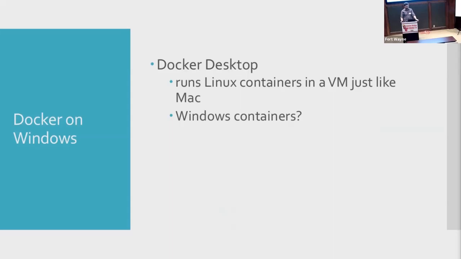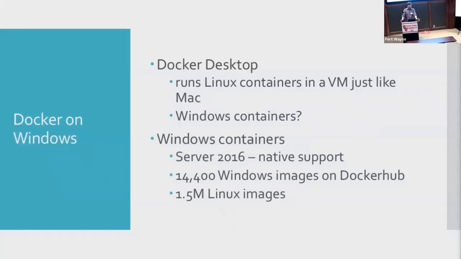I'm not really a Windows expert, so I don't know a whole lot about that. I believe Windows Server 2016 has some native support for running containers. But the community right now is, since it's been around for Linux and Mac so much longer, you can see the difference in the number of images for Windows and Linux up on Docker Hub. 14,000 as of this afternoon, and 1.5 million for Linux as of this afternoon.